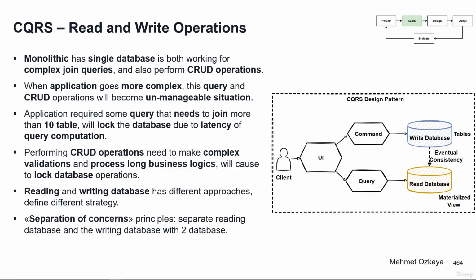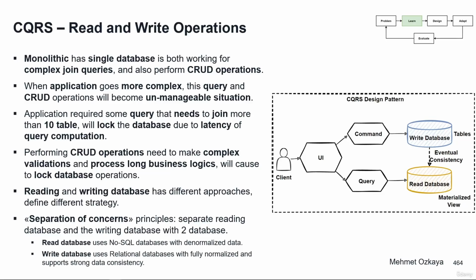In order to do that, CQRS offers to use the separation of concerns principle and separate the reading database and writing database into two databases. This way, we can even use different database types for reading and writing, like using a NoSQL database for reading and using a relational database for CRUD operations. Mostly, the read database uses NoSQL databases with denormalized data, which is generated from the write databases, and the write database uses relational databases that are fully normalized and support strong data consistency.